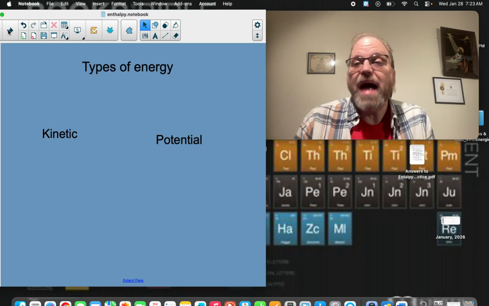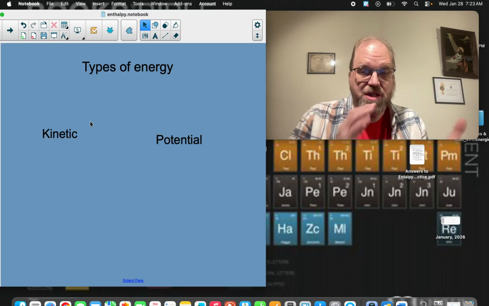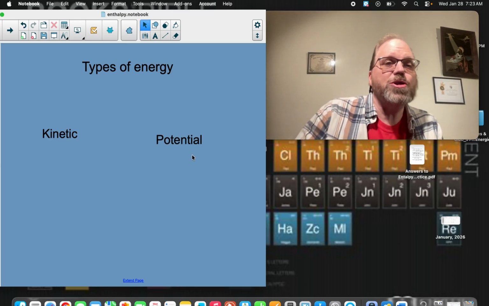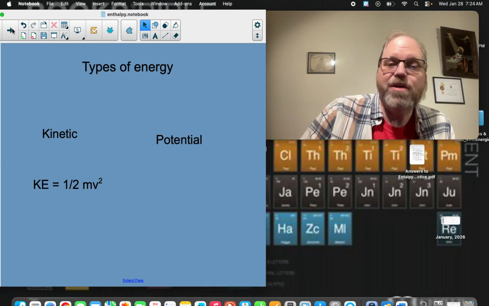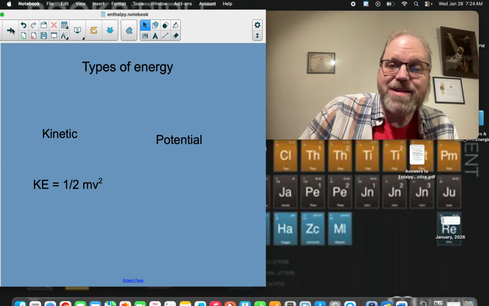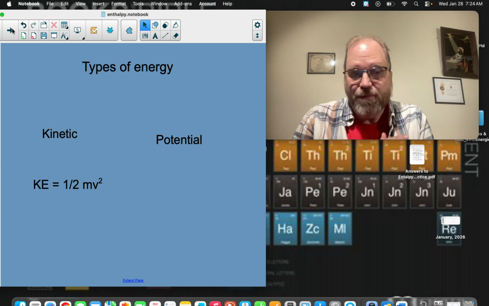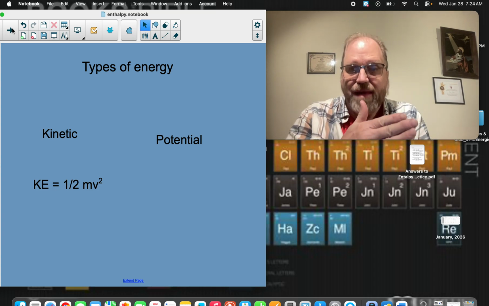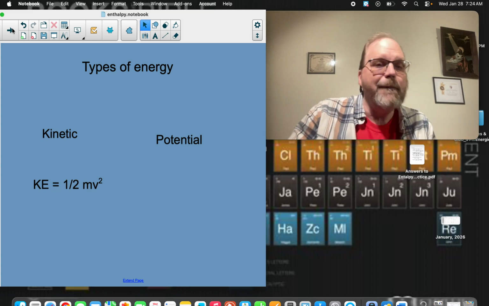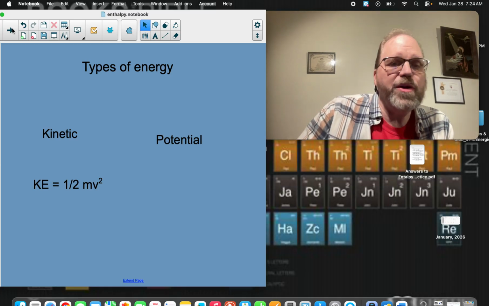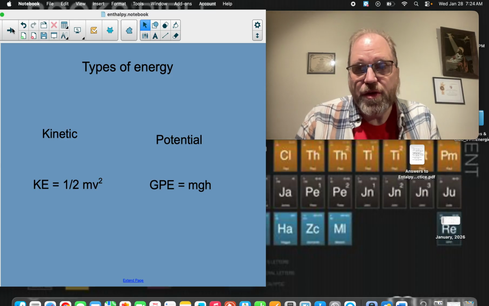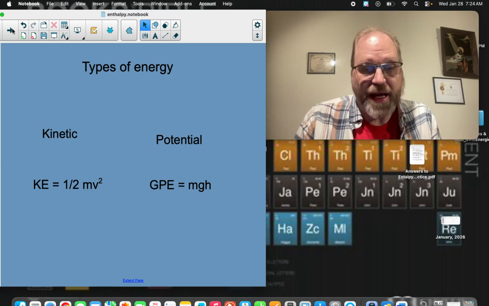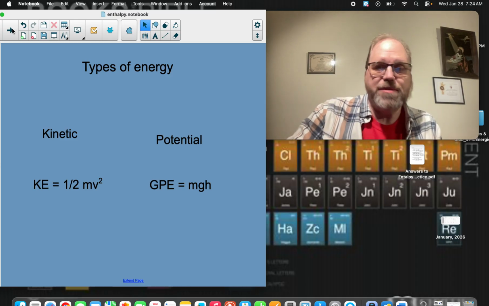Now remember, there are two types of energy that exist. This is the basics here: kinetic and potential. The way we would calculate kinetic energy, KE, is 1/2 the mass of the substance times the velocity of it squared. It should look an awful lot like E equals mc squared. And then gravitational potential energy is equal to mass times gravity, which on Earth is 9.8 meters per second squared, times the height that the object is at.